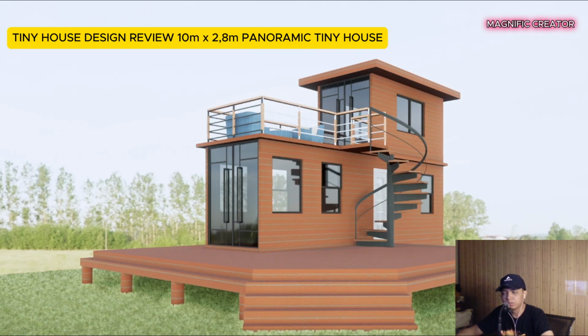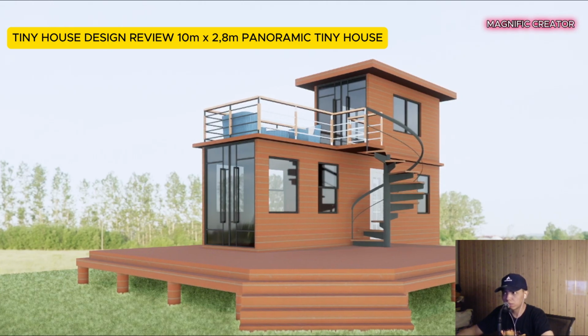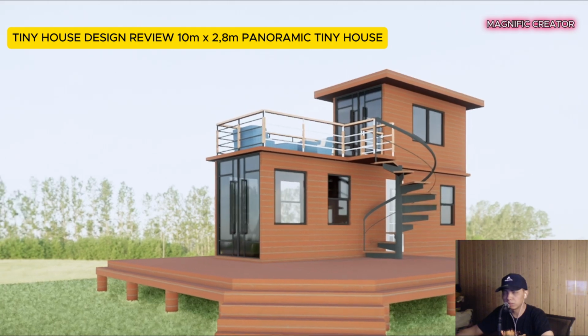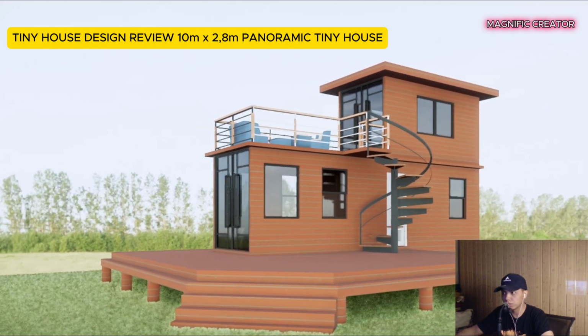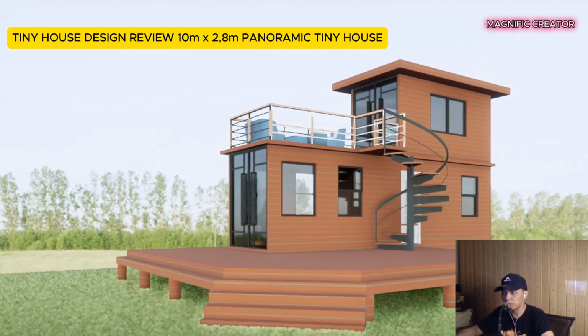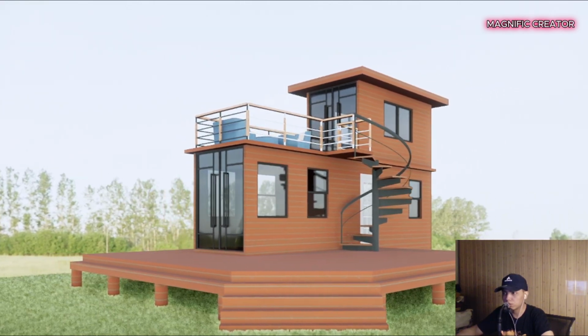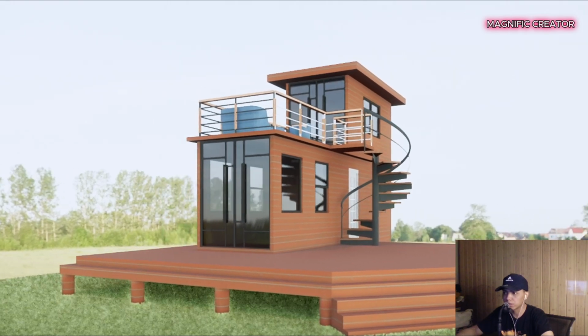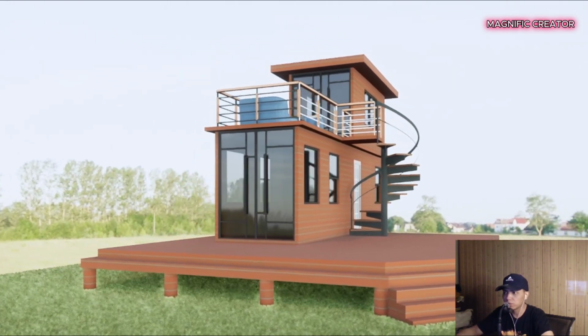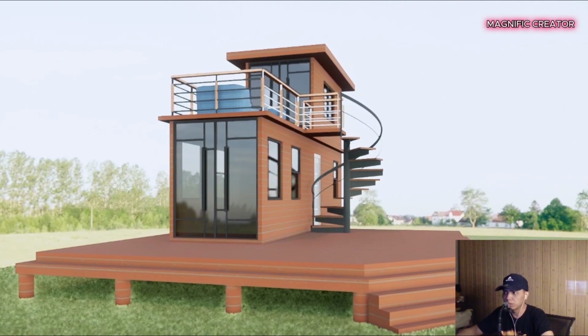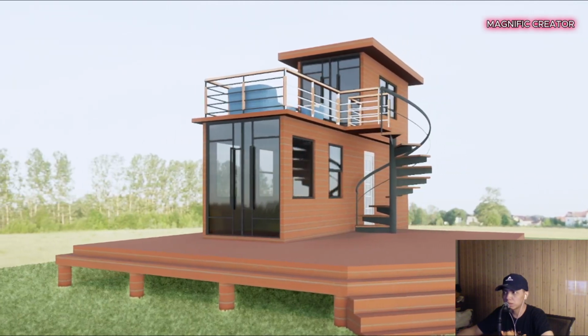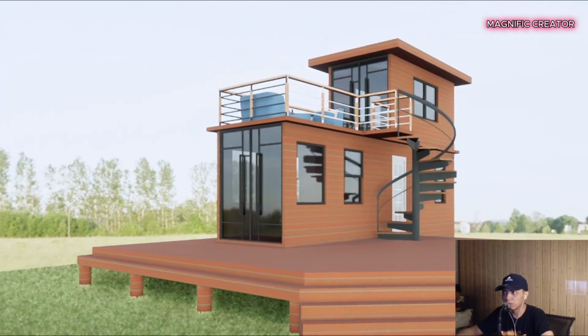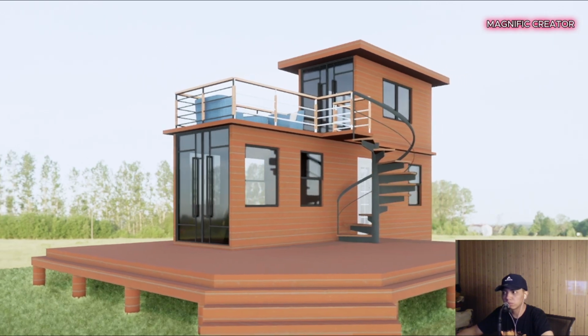Everyone, this video is about a tiny house with a rustic wood material. As we can see, the tiny house has dimensions of around 2.8 by 10 meters for the length. It has one floor deck on the base plate right there, and it has a rooftop and a second floor, or first floor, right there.